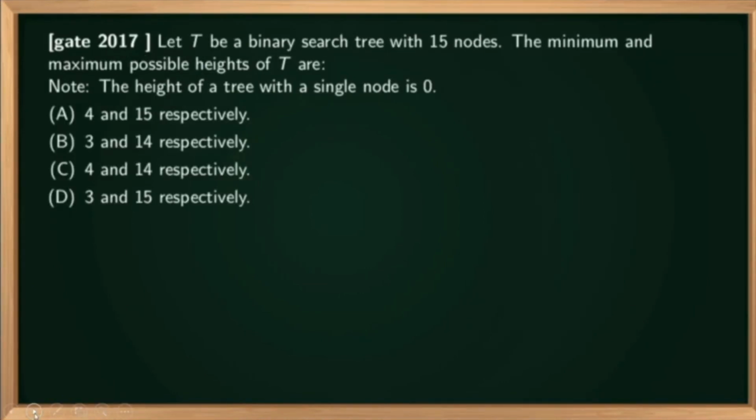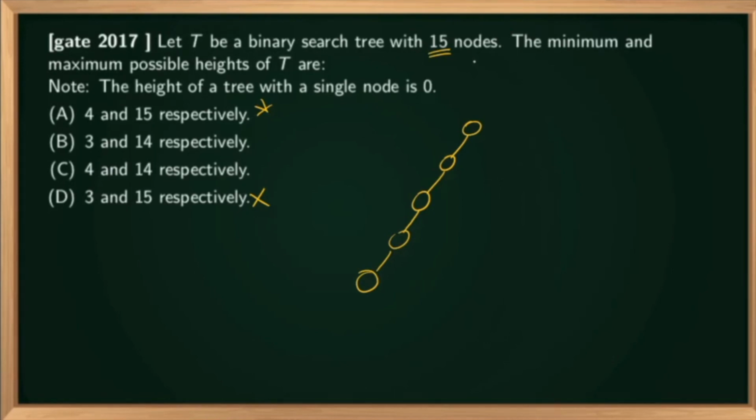Okay, so let's see what is the maximum height with 15 nodes. Maximum height, right? So if you have 3 nodes, for example, then you can draw like this. The maximum height will be 2. So if you have 15 nodes, the maximum height should be 14. Choice A should be wrong and choice D should be wrong. Maximum height is 14.